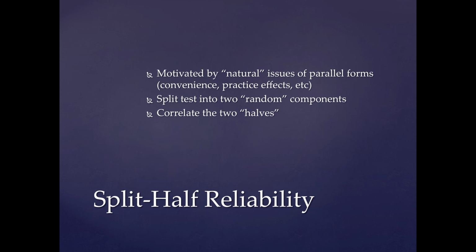Split half reliability is the basis for probably the most commonly reported types of reliability, although split half per se isn't. But it's motivated by the natural issue of parallel forms, or the problems of parallel forms: convenience, practice effects. It splits the test into two random components. So if we have 50 questions, we may take all the odd questions and put them in one half, all the even questions and put them in another half, and then we correlate the responses on the two halves.